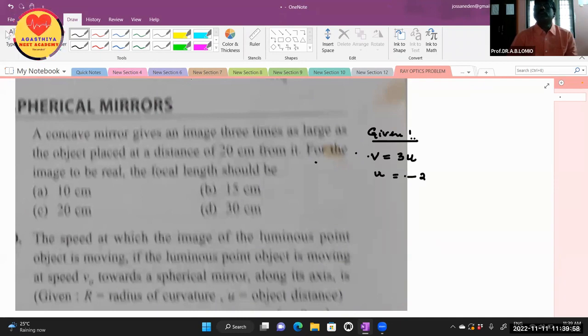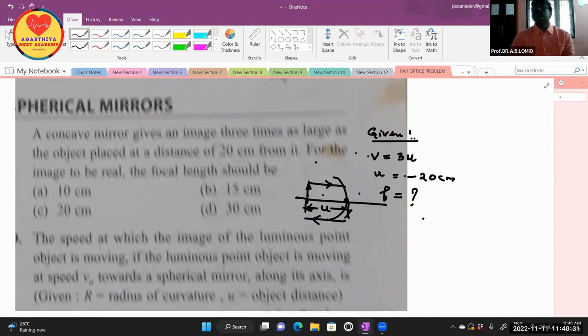Put a negative sign because it is a concave mirror. For the concave mirror, the object will be placed on the left-hand side. The position of this object is U. It is measured opposite to the direction of light. Therefore, it is considered as a negative value. For the image to be real, the focal length should be... Therefore, we have to find out the F value.